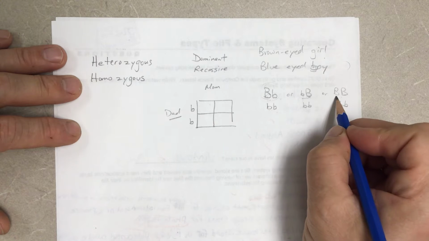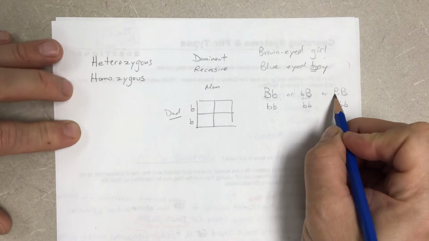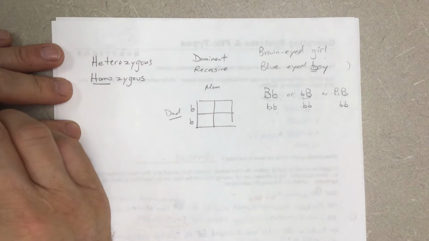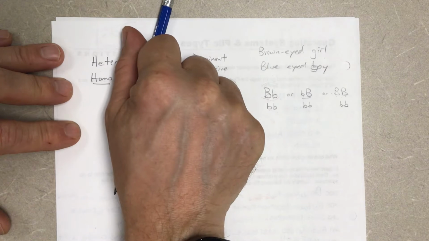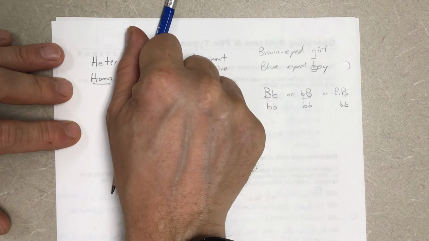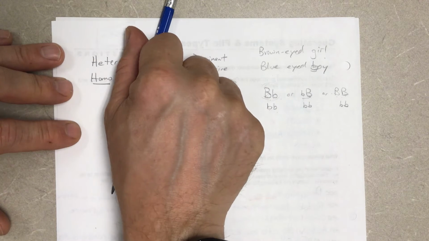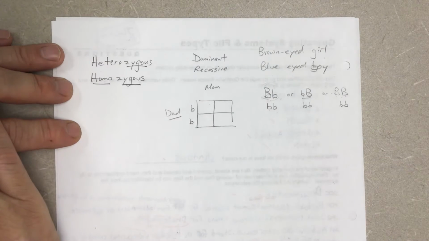And this is big B and big B. When they're the same letter, they're said to be homozygous. Now, you may recognize the homo and the hetero from sexual. Homosexual, same sex. Heterosexual, opposite sexes.